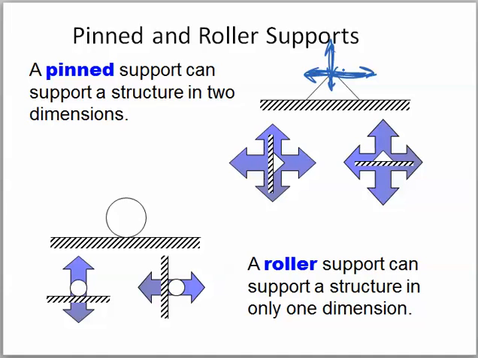The other one here is a roller support. A roller support can only support in one dimension, one direction. If we have it on the ground, it's going to keep things from going down. But because it's a roller support, if it were to expand, let's say due to heat, it would be able to move left and right.